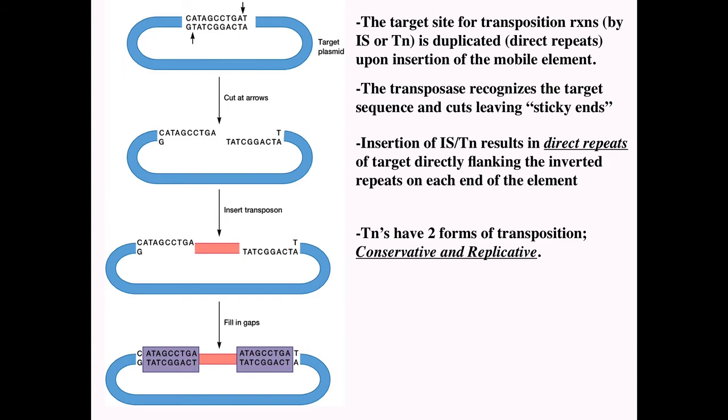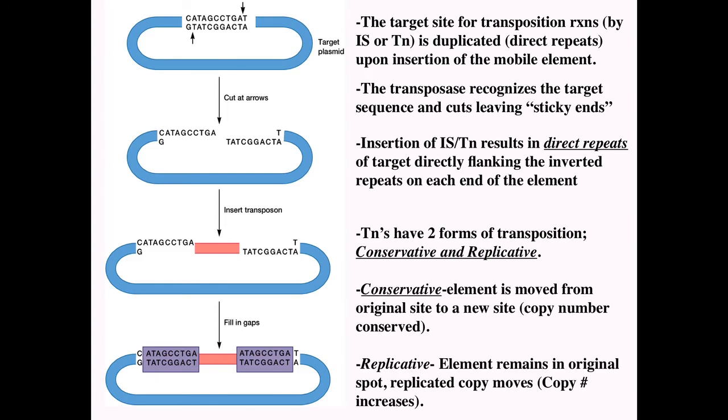Now, in terms of how they move from site to site, transposons have two basic forms of transposition, either conservative or replicative. Conservative is the simplest one to think of, and it's the simplest mechanistically, but it's probably the most rare, because in conservative transposition, the element, the transposon or the insertion sequence, is literally picked up from one spot in the DNA and moved to another spot. It might be moving from a plasmid to a chromosome or moving from a chromosome to a plasmid. But the original place where it was is left empty.